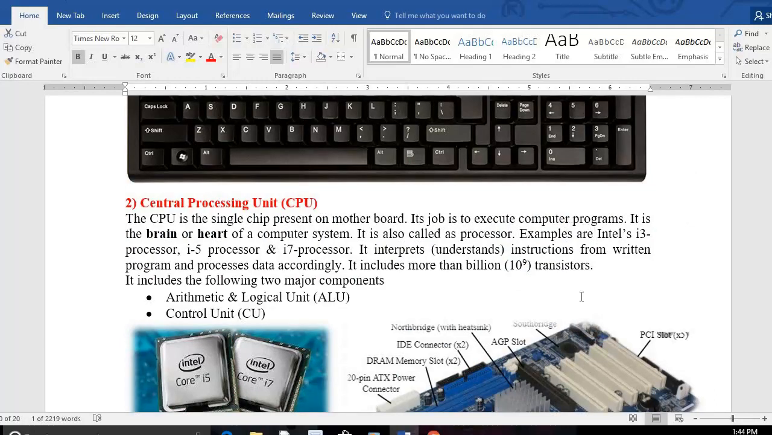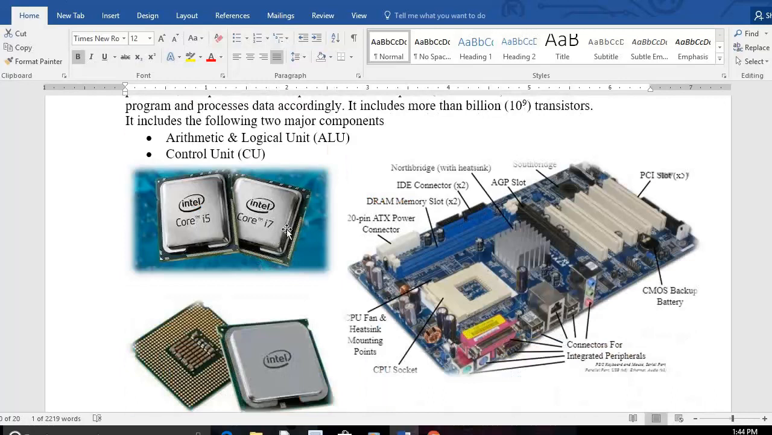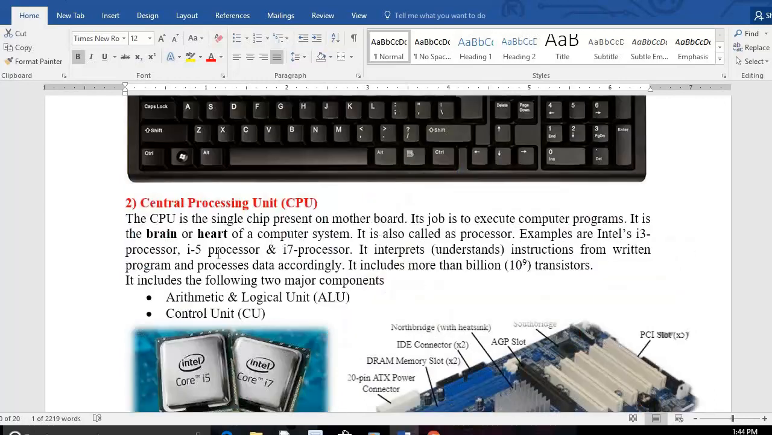Its job is to execute computer programs; whichever programs are in memory will be executed by the CPU only. It is the brain. It will read the program, understand the instruction, and assign that work to other components. It is also called the processor. Example, Intel's i3 processor, i5 processor, i7 processor. It will understand the instructions from the written program, and accordingly it will process the data by ALU.